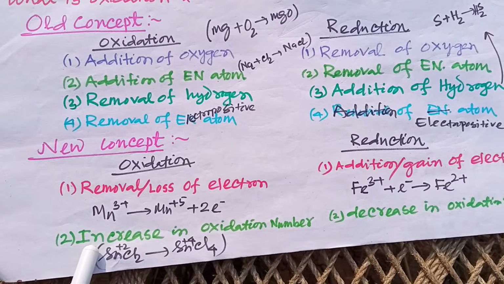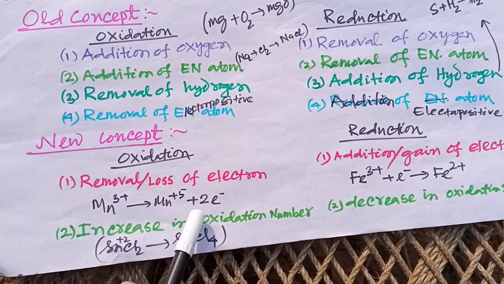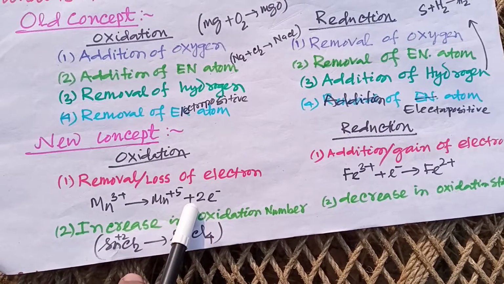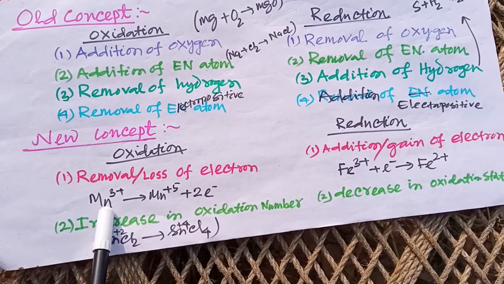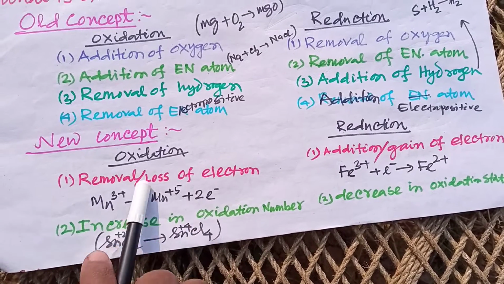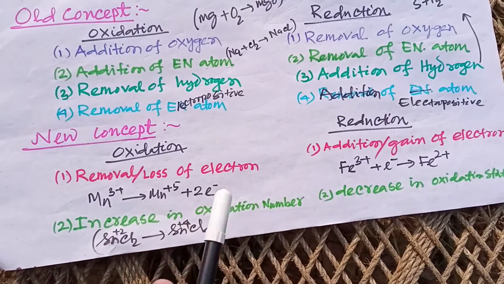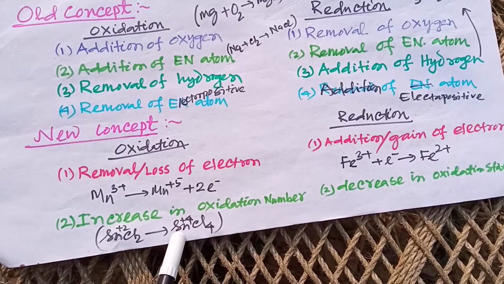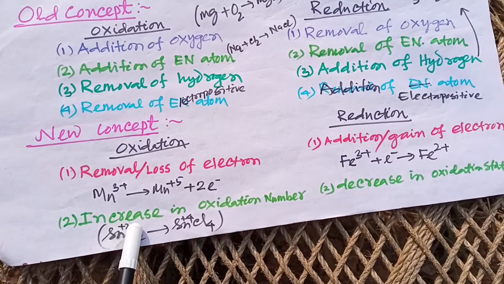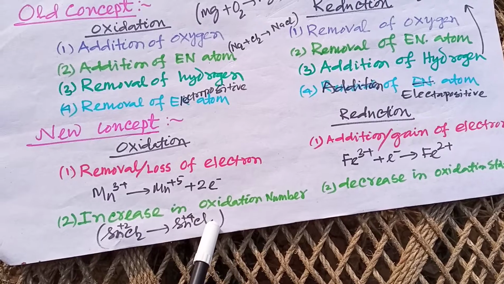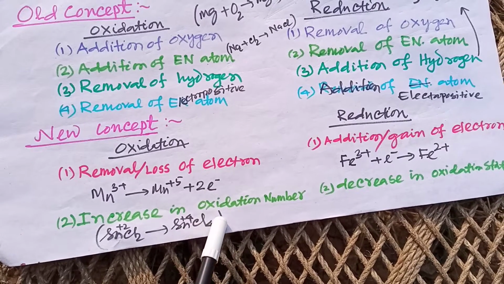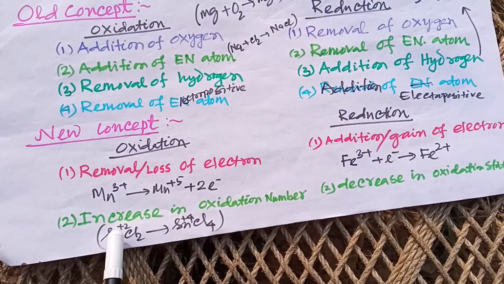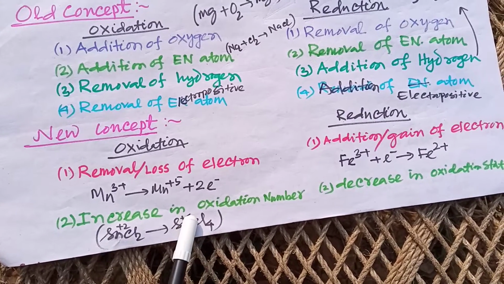So this was the old concept, but according to the new concept, oxidation means either removal of electron, or in other words, it is the increase in oxidation number. So here is Mn3+, it gives rise to Mn5+ and it gives 2 electrons. That means Mn3+ is losing 2 electrons, and the loss of electron is nothing but oxidation. Similarly, here it is going from SnCl2 to SnCl4. Here the oxidation number of Sn is +2, and here the oxidation number of Sn is +4. So here there is an increase in the oxidation number, so SnCl2 is undergoing oxidation.